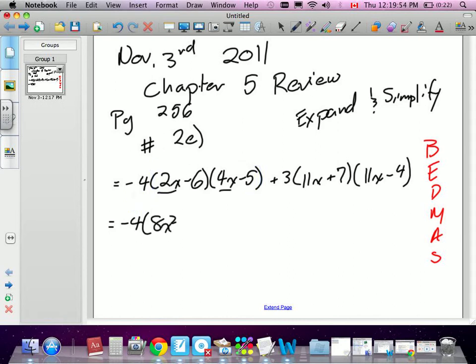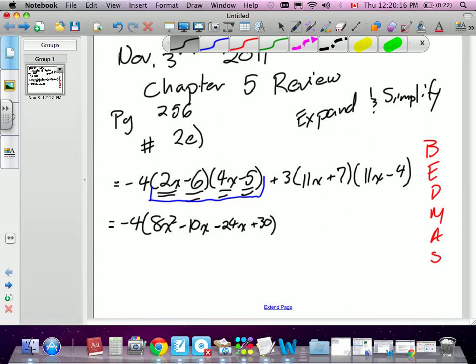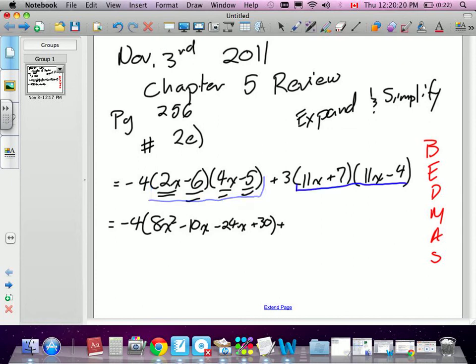And I'm going to do our FOIL. So that's our first terms: 2x times 4x will give us 8x squared. Our outside terms are 2x times -5, which is -10x. Our inside terms are -6 times 4x, which is -24x. And our last terms are -6 times -5, +30. So I've expanded the brackets. Now I'm going to have to simplify them.